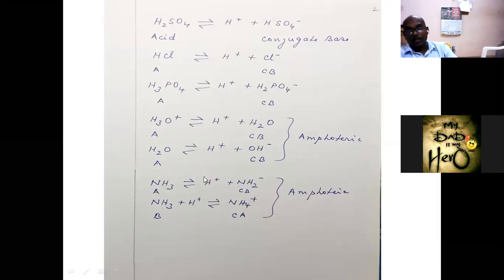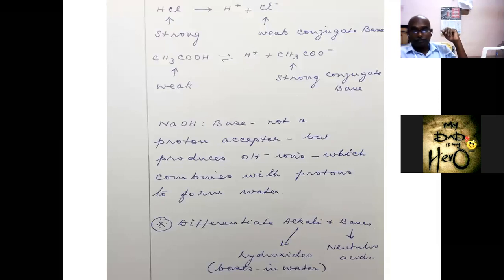Ammonia can donate a proton and become NH2 minus, which is the conjugate base of the acid NH3. Similarly, NH3 can combine with H plus to form NH4 plus, that is the conjugate acid of the base ammonia. So NH3 as an acid, NH2 minus is the conjugate base; NH3 as a base, NH4 plus is the conjugate acid. Therefore, ammonia is also an amphoteric substance. So amphoteric means which can act as an acid and which can also act as a base depending upon the situation. So now look here.